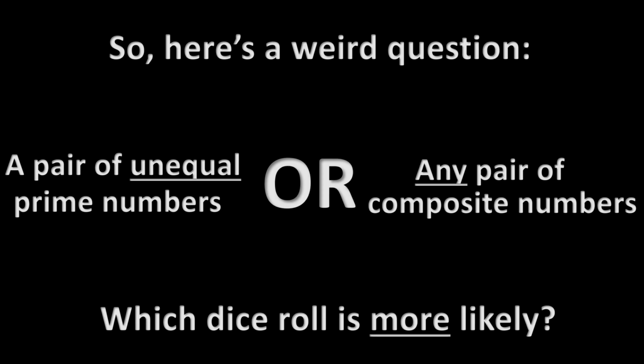It can't do double 3s. Okay? And then with the dice, any pair of composite numbers. On the other side, 4 and 6 are composite numbers because you can divide them by things to make them smaller other than by themselves. Okay, so which is more likely? I know you're just excited to find out.